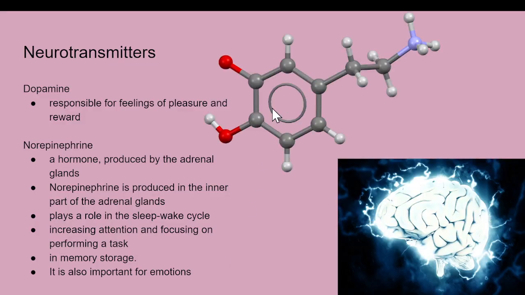But let's look at exactly how ADHD is kind of what happens in the brain. ADHD is associated with a deficiency of dopamine and norepinephrine, which are two neurotransmitters within the brain. Dopamine is responsible for the feeling of pleasure and reward, and norepinephrine regulates attention, focus, performing tasks, memory storage, things like that.